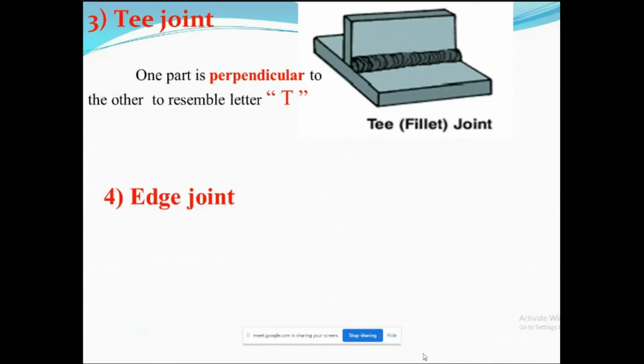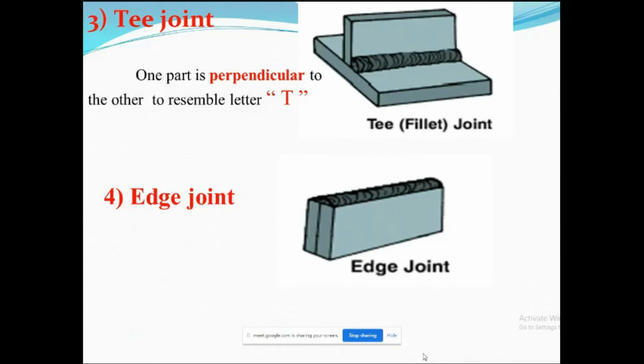Next one is the edge joint. If the two edges are welded with each other, that is your edge type of joint. One edge of each part is parallel and common. That is nothing but your fourth type of joint, the edge joint.